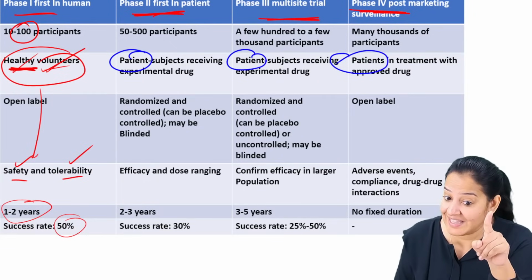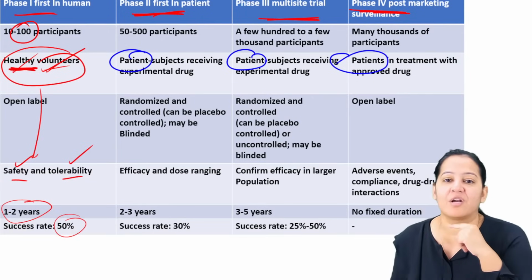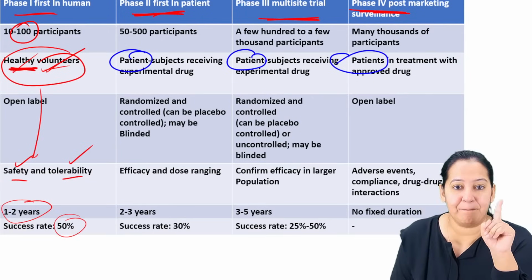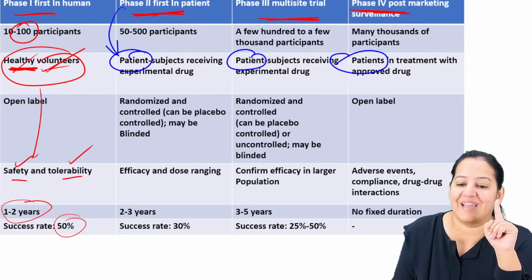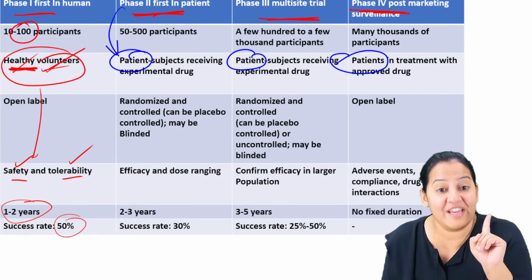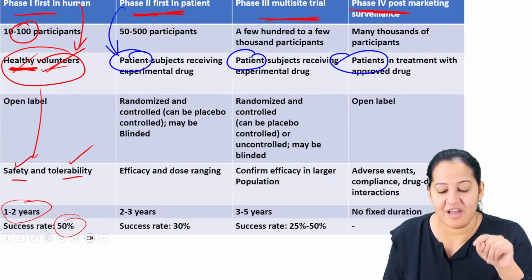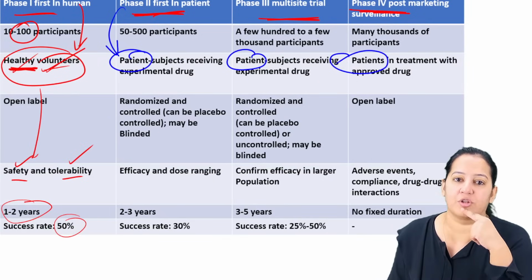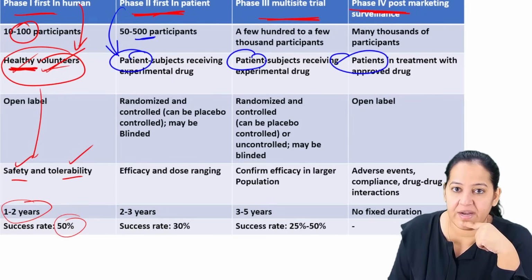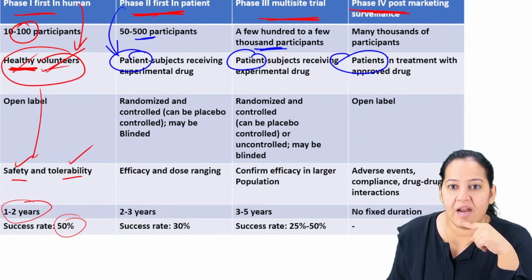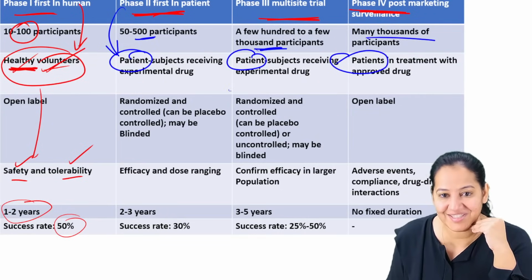Phase 1 is done on healthy persons. 2, 3, 4 are done on the diseased person. So the first time a trial happens on patients is phase 2. Phase 1 is not patient. Phase 1 is healthy. That is our question right now. Phase 2 onwards, 2, 3, 4 are done on the patients. Here the number is 500. Here maybe up to 1000. And here many thousands. Got it?